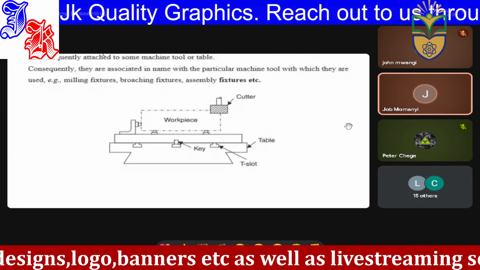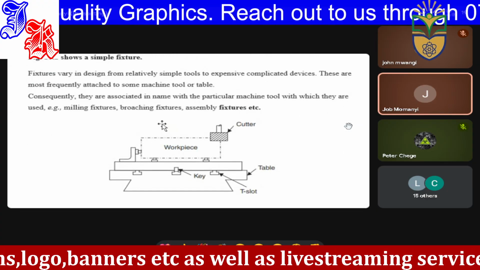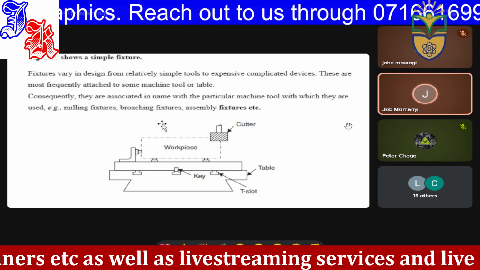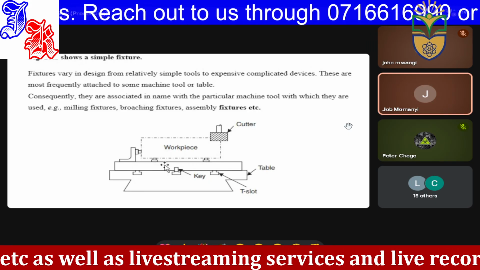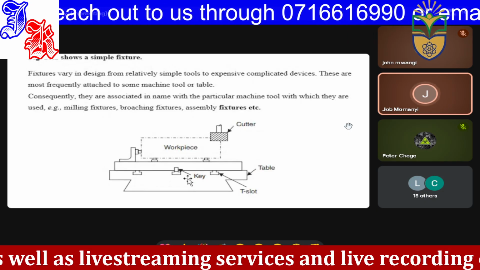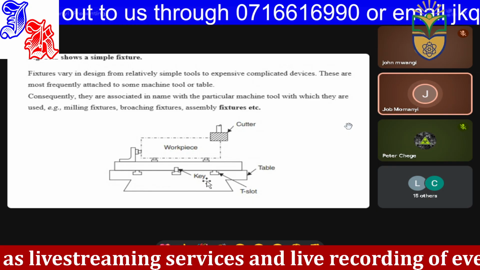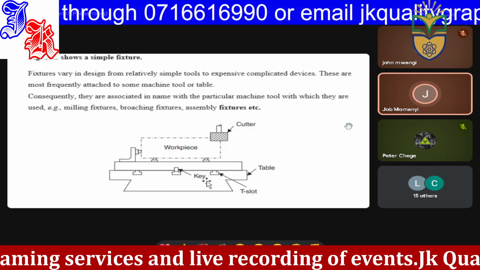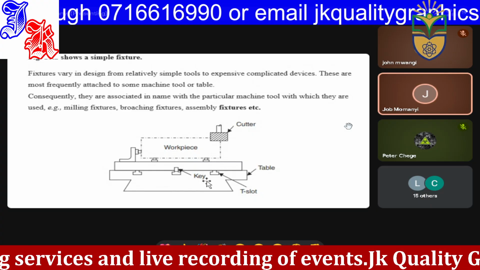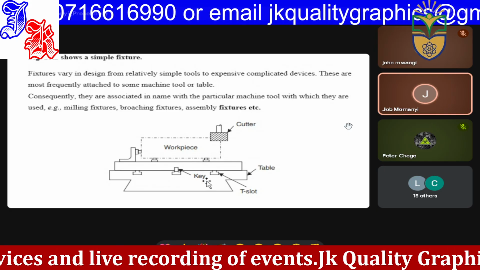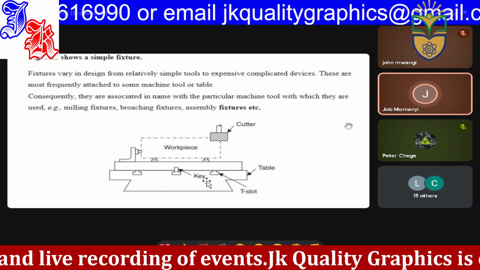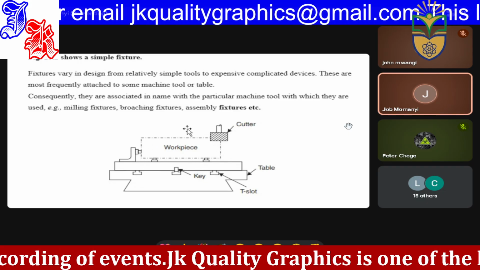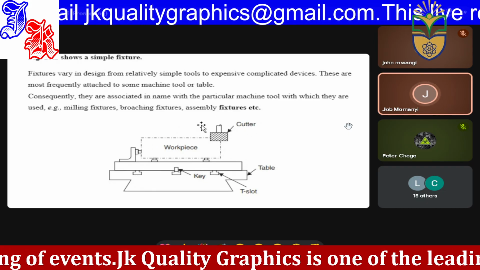So we have a symbol diagram here for a fixture, whereby we have the table. This table can be related to a milling table, a drilling machine table, a CNC table. So you can relate this one to those tables of different machines. We have the workpiece here, and then we have the cutter. This can be a milling cutter.